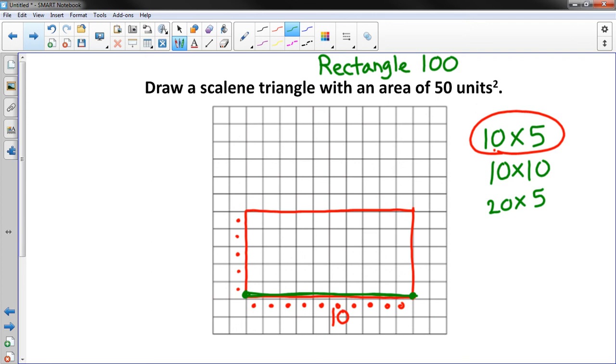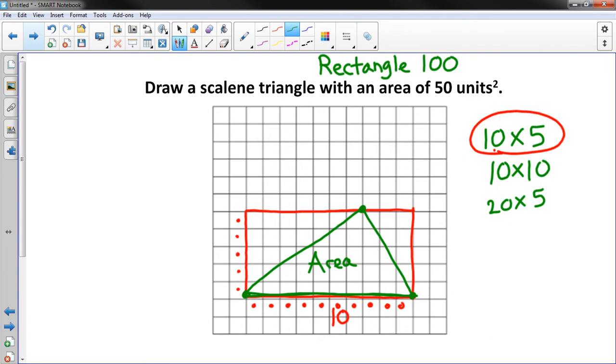So instead of finding the dead center, like how we did the isosceles, we're just going to move it over, shift it a little bit. I'm going to shift it over to the right, right there. That's going to be my peak. And now I'm going to connect these, and all three sides are different lengths. And the area inside now becomes 50.